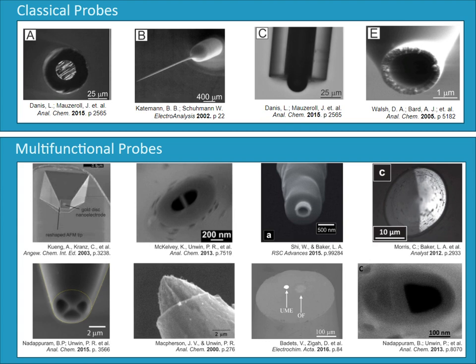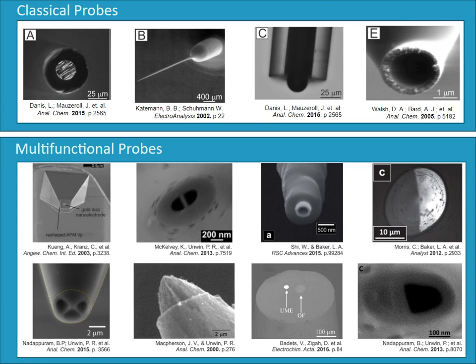Also, as SECM has progressed, multifunctional probes have started to emerge, being able to combine two different detection schemes. And you see on the combination of AFM SECM, the use of dual platinum and carbon probes.